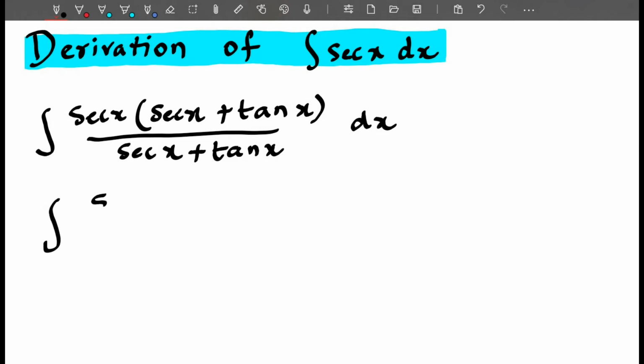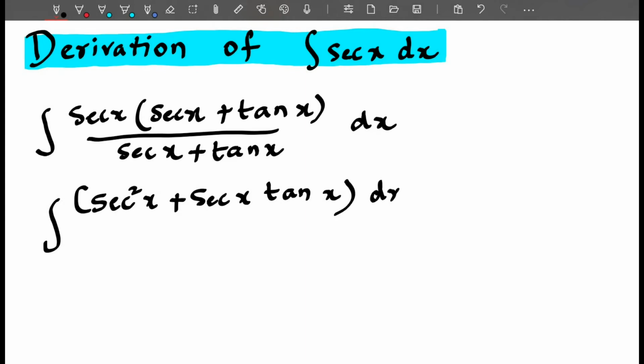We are getting it as secant square x plus secant x tan x, and with a dx in the numerator part and the denominator part as it is, which is nothing but secant x plus tan x.